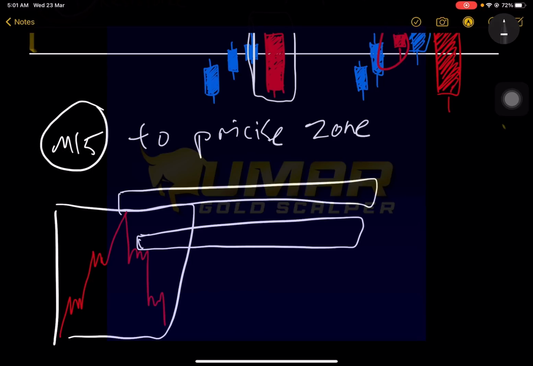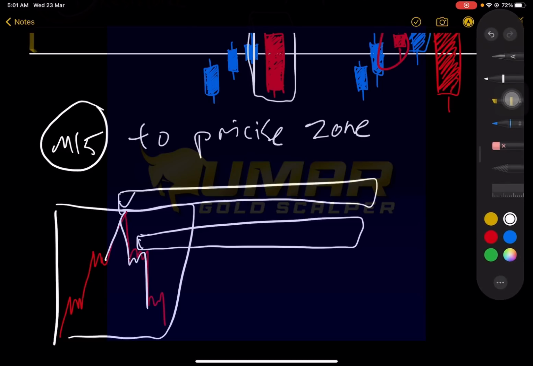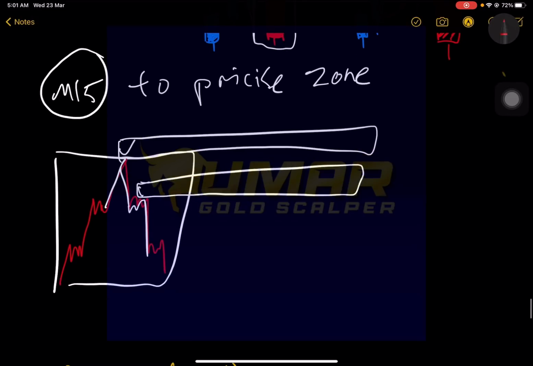Alright, how to mark? Just search another big movement. So this is a big movement, so mark it, and big movement again. So these two zones are our entry zone. And then what will happen? The market comes back and boom, it's failed.